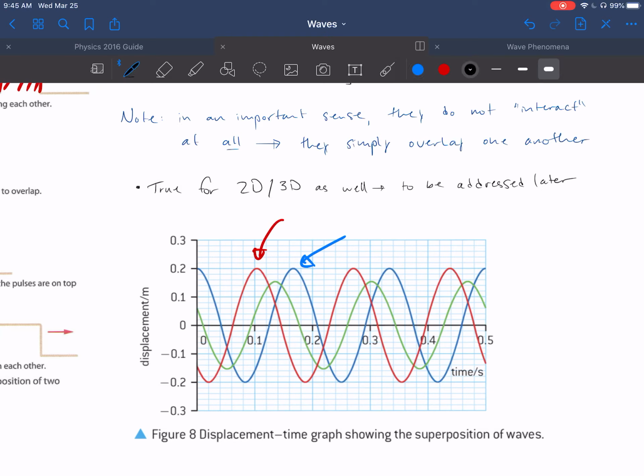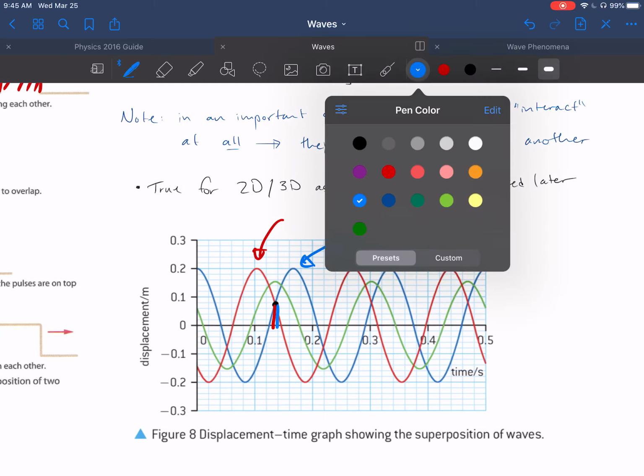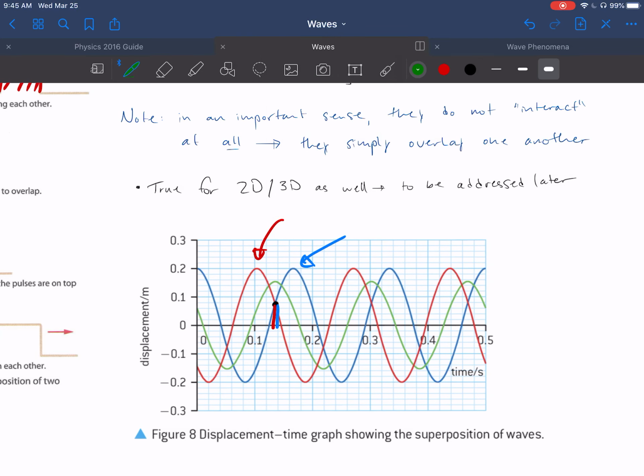So let's take a simple point at first. Let's consider this point right here. Well, the red wave contributes an amplitude equal to this height, and the blue wave contributes an amplitude equal to the same height at that point. And so if you add them up, that will equal the amplitude of our resultant wave. And that means that this green wave is the resultant wave from the superposition of the blue and the red waves.